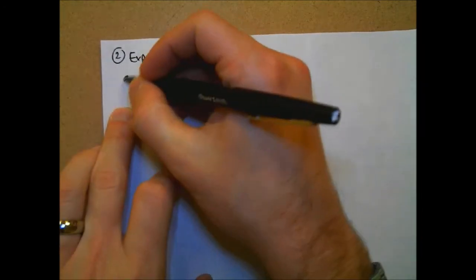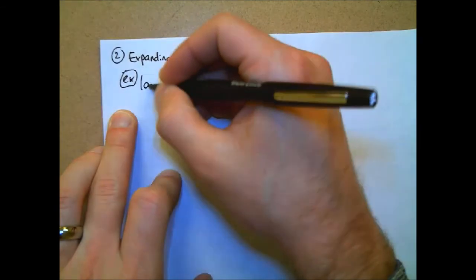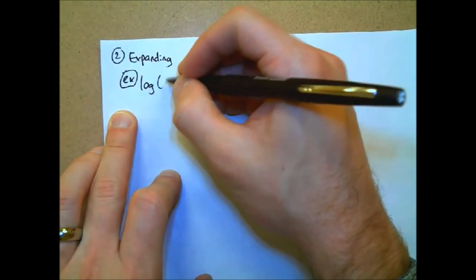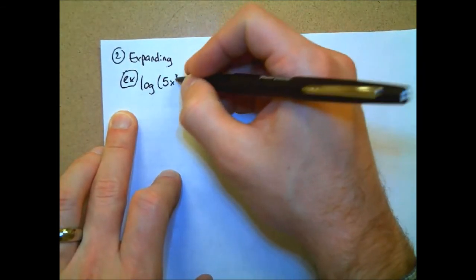So let's do log of 5x to the 3rd y. Okay, so since we see just log without a base, this means log base 10. That's right, okay.